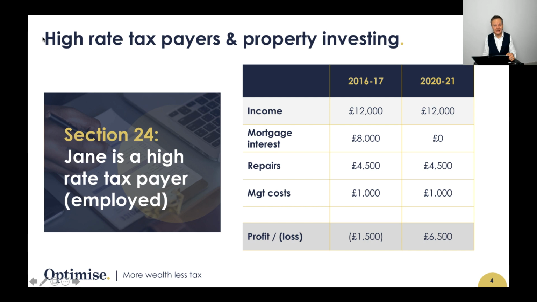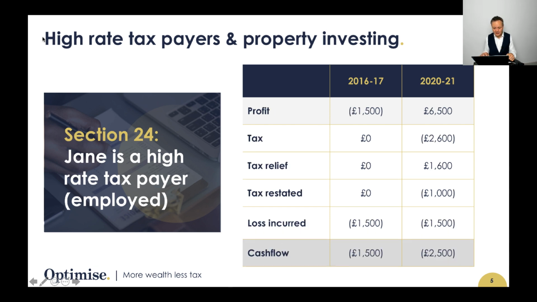That is a bummer. So the thing I want to bring to your attention is that Jane is a high rate taxpayer and she's got a property situated in London and she's hoping for capital growth. Now, as you can see, Jane in 16-17 has made a loss of £1,500. The problem is that if you forward on to 2021, she has now got a paper profit of £6,500, which isn't real money, but she is going to be taxed accordingly.